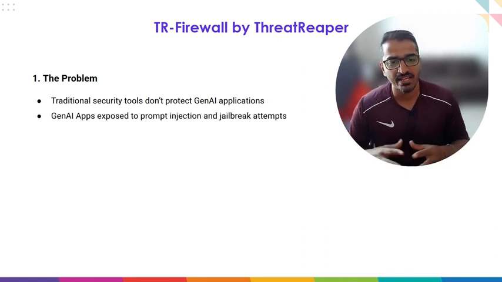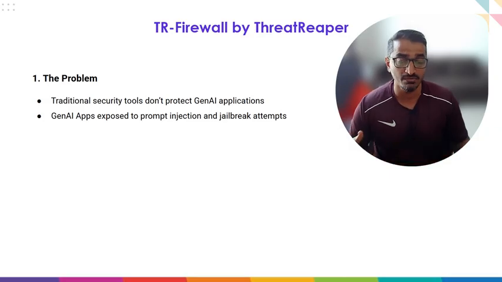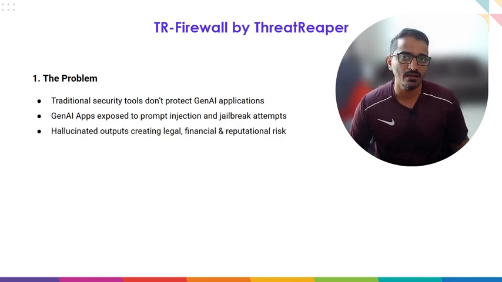The other thing is that GenAI apps are really exposed to prompt injection, jailbreaks, and many other kinds of attempts to manipulate the AI model. Things like hate speech, toxicity, extraction of confidential PII data, copyrights, NSFW content, and things like that. This is another very big problem which is not really covered by traditional security metrics. And lastly, it is causing a lot of AI models to hallucinate, and this is creating a lot of legal, financial, as well as reputational risk for customers.